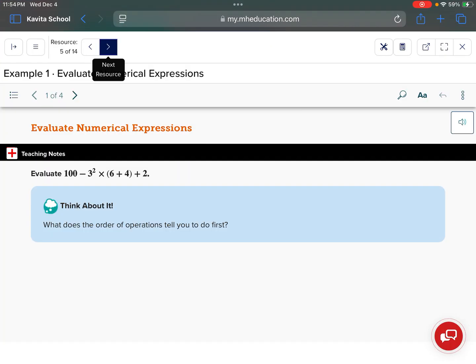Now let's evaluate the expression 100 minus 3 squared times 6 plus 4 plus 2. This is Example 1 on page 270 of your book. Now think about it. What does the order of operations tell us to do first? Well, like PEMDAS, it tells us the parentheses get evaluated first.